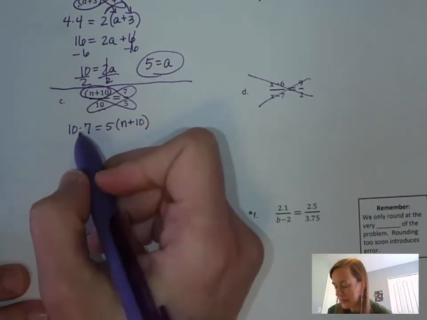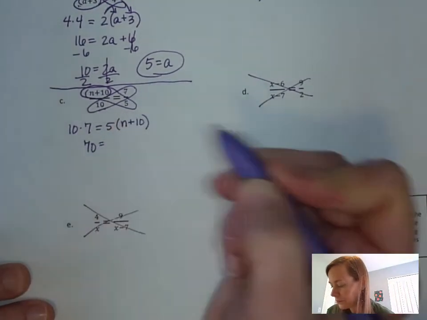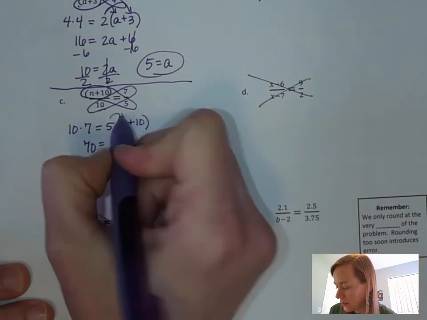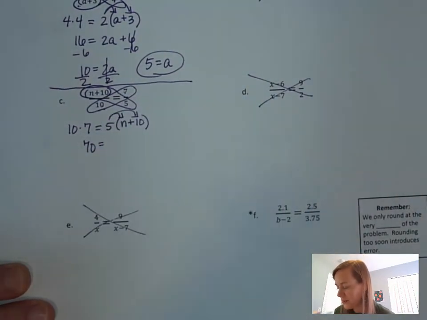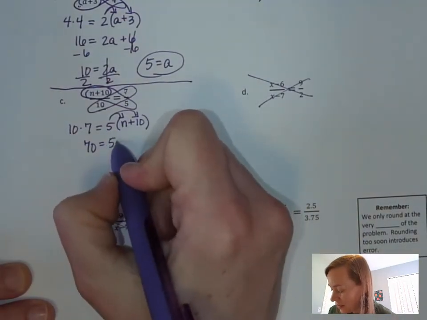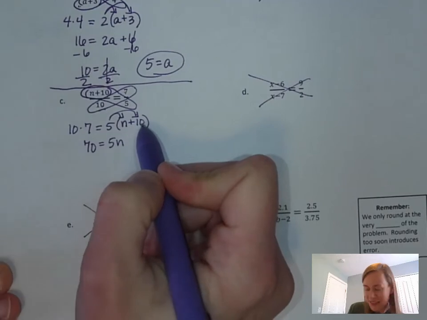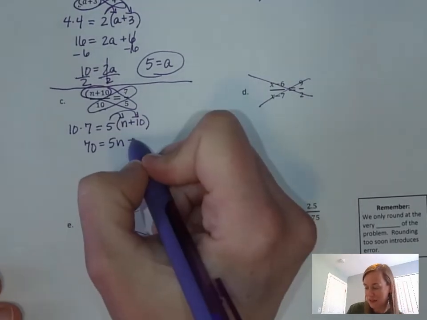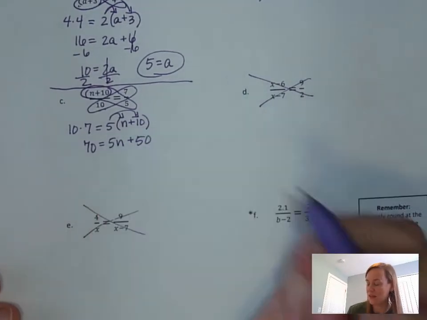Okay, so let's simplify. 10 times 7 is 70. And now let's distribute 5 times n plus 5 times 10. So 5 times n gives us 5n. And 5 times 10 equals 50. It's going to be a positive 50, so we'll write plus 50.